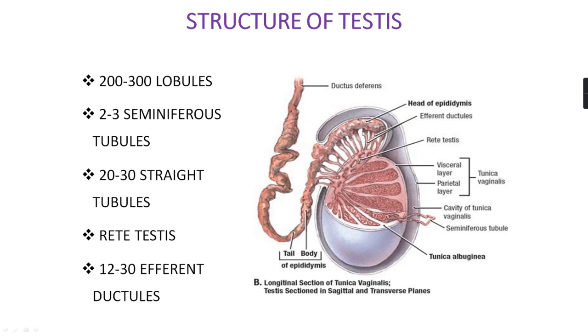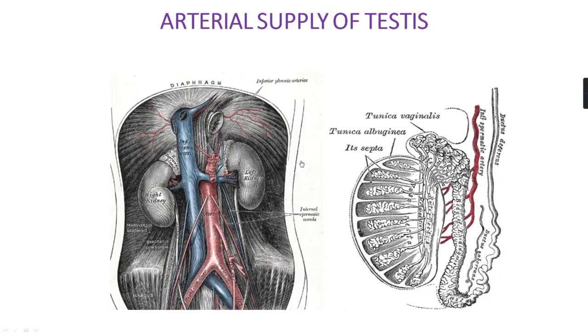Okay, so these 20 to 30 efferent ductules join together to form the head of the epididymis, and ultimately one duct is formed that forms the body and tail of the epididymis, and it is continuous above with the ductus deferens, or you can say the vas deferens.